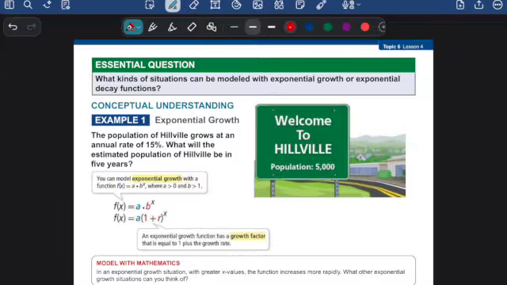Example 1, exponential growth. So we have two types of exponential functions. We have seen exponential growth where it's increasing, and that's what's modeled here with population. The population of Hillville grows at an annual rate of 15%. So it's increasing by 15% every year. It's not adding a certain number. We're increasing by 15% of the previous population. Okay, so how would we write that?